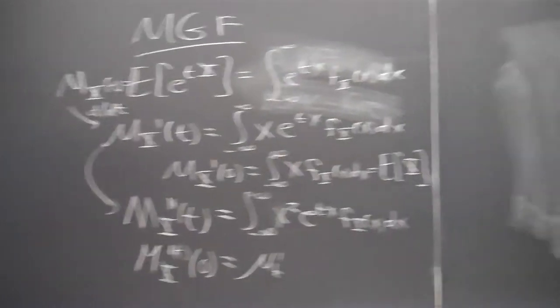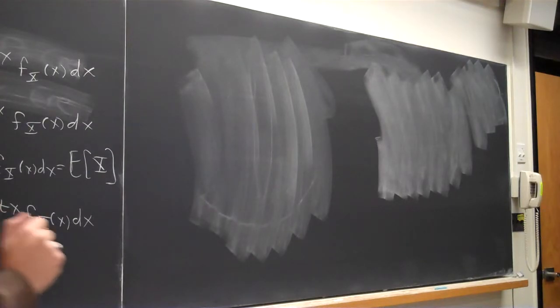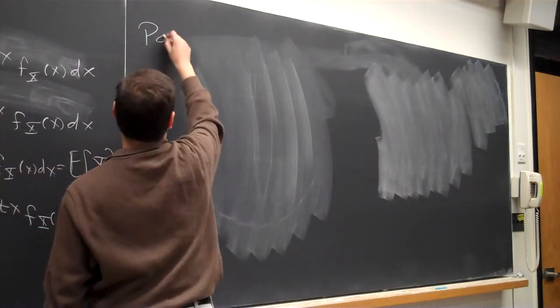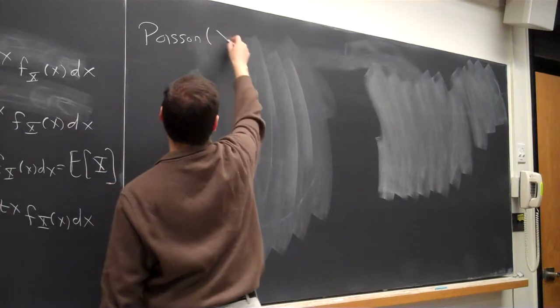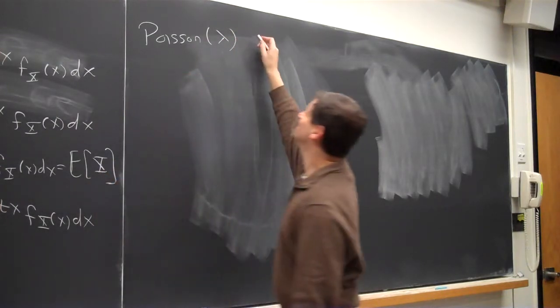Alright, so let's do an example. Do you want to do the Poisson, or the Poisson? The third. The third, okay. Poisson the third. It sounds like, is that Shrek? It could be. Poisson the third.